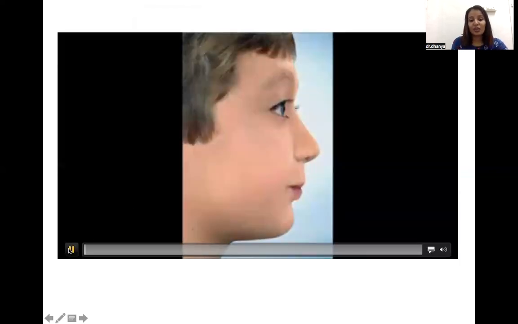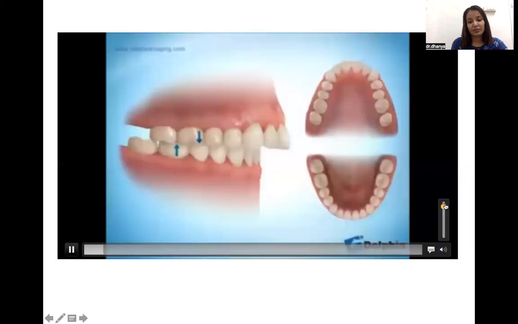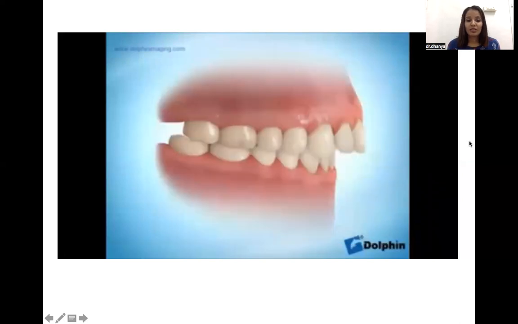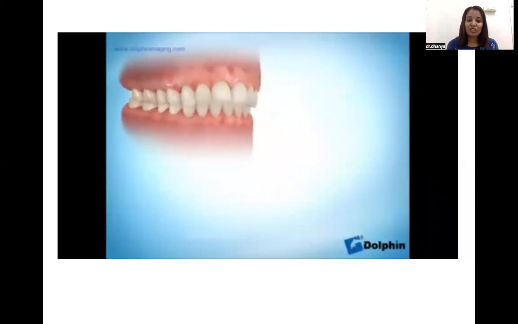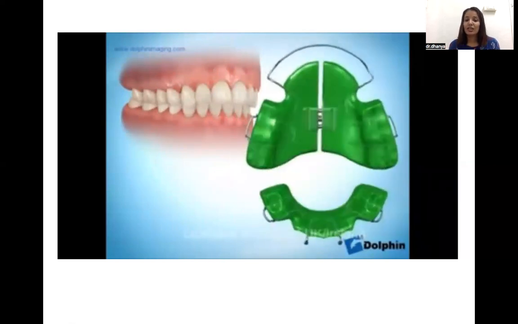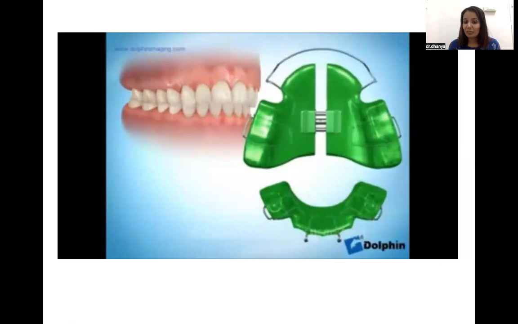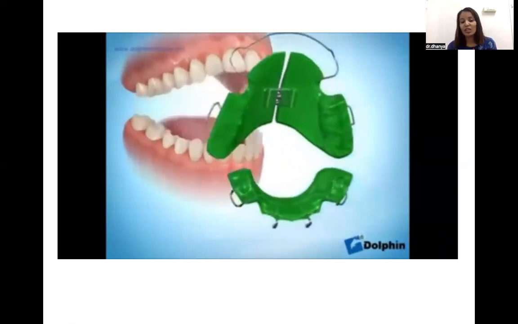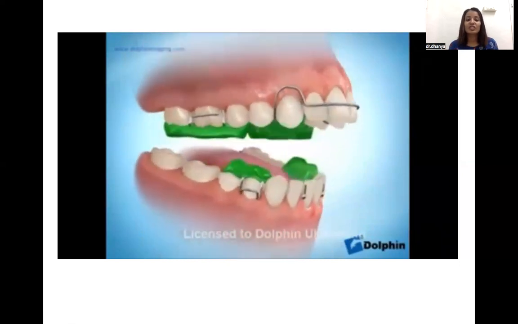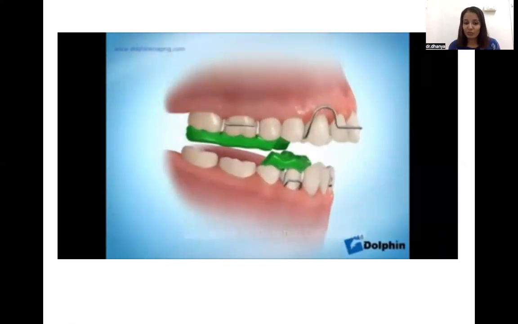I'll be showing a video now. You can see here, this is a class 2 malocclusion. This is a twin block appliance in green. This has two components, upper part and lower part. If you need an expansion screw, you can have an expansion screw in the middle. That is a modification. If not, that will be the basic twin block appliance.